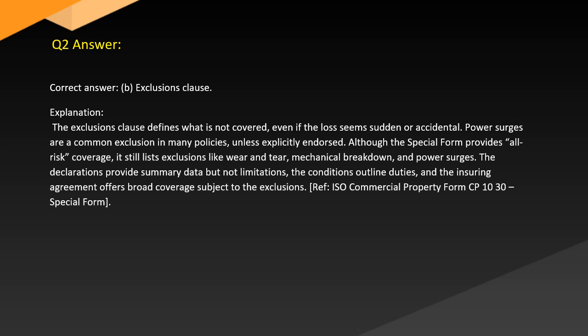Explanation. The exclusions clause defines what is not covered even if the loss seems sudden or accidental. Power surges are a common exclusion in many policies and less explicitly endorsed, although the special form provides all risk coverage. It still lists exclusions like wear and tear, mechanical breakdown, and power surges. The declarations provide summary data, but not limitations. The conditions outline duties, and the insuring agreement offers broad coverage subject to the exclusions. Ref. ISO Commercial Property Form CP 10 30, Special Form.